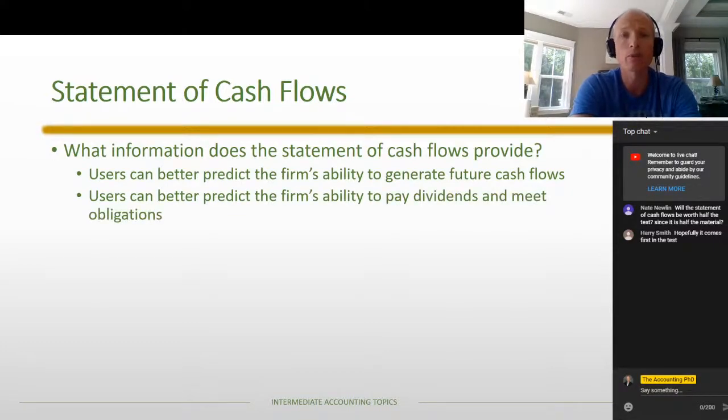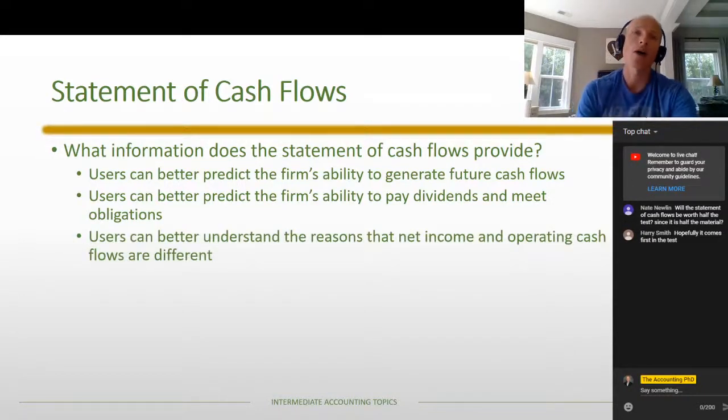Users can also better predict the company's ability to pay dividends and meet obligations. Obviously, if there's a bond coming due, understanding the cash flows of the company is going to allow you to understand the probability that they're going to default on that debt. So the statement of cash flows provides better information on that.